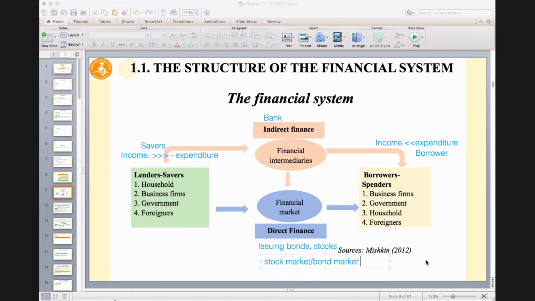So bonds and stock are called financial products. It is the same as when you want to buy a normal product in your life. You want to go to the market, the supermarket, right? And when you want to buy some financial product, you can go to the financial market. So stock market or bond market is called financial market.